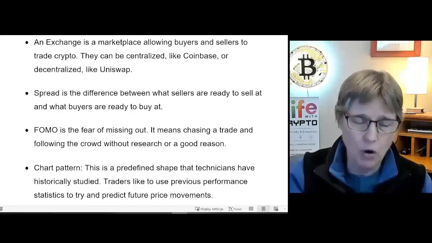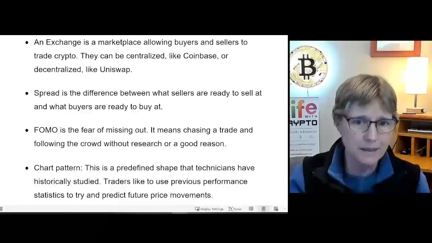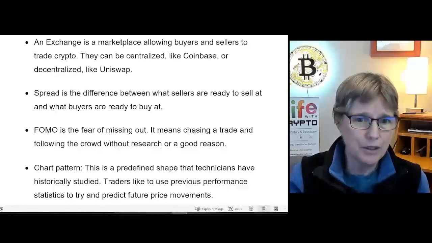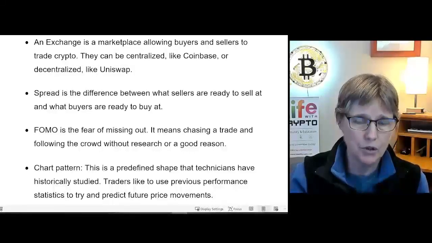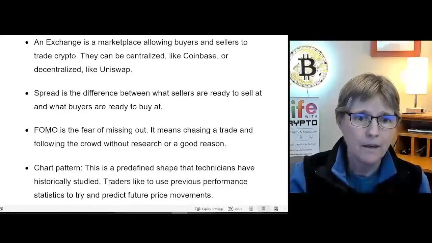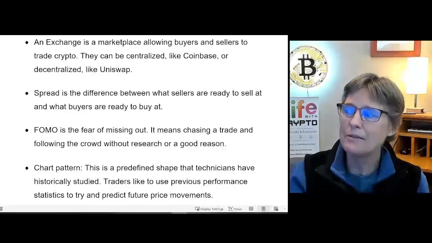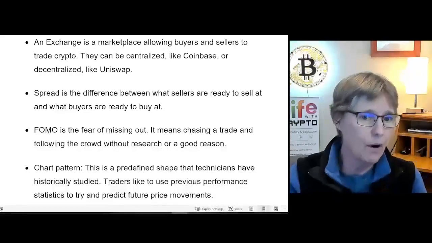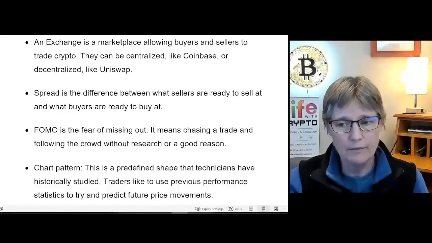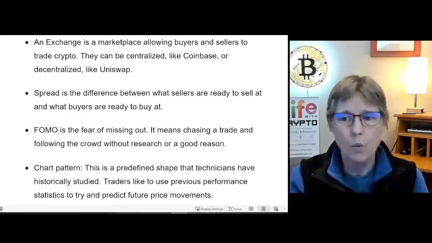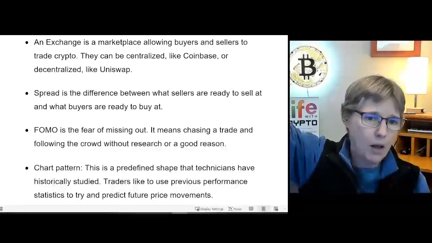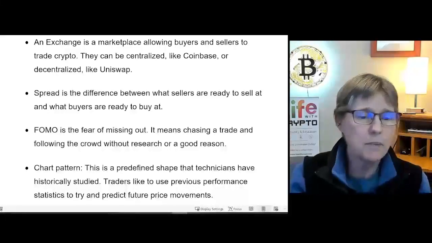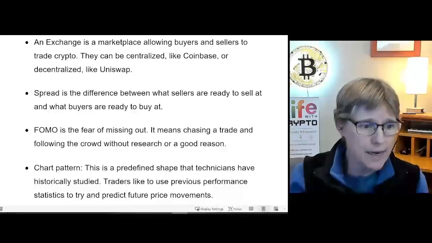Okay, let's talk about FOMO. I'm sure everybody's heard of FOMO, but I got to bring it up here. FOMO is the fear of missing out. It means chasing a trade by following the crowd without doing any research or having a good reason for jumping into a trade at any particular moment in time. So, I don't think of myself as chasing trades, but I do wait till they've shown me some strength before I jump into them. Just know if you FOMO in, as we say, once the price has gotten parabolic at the top, you're the exit liquidity for everybody that's already been waiting for that top. So just be careful. Don't jump into a trade unless you have a reason to.